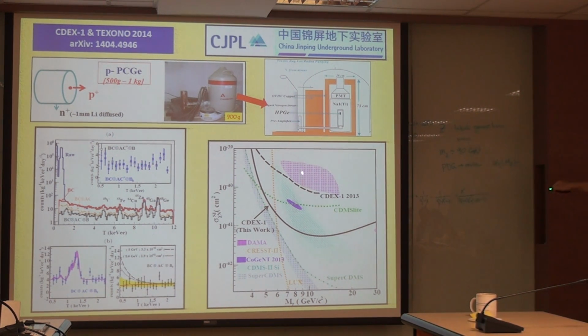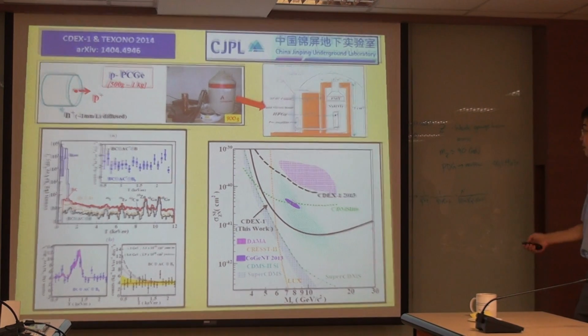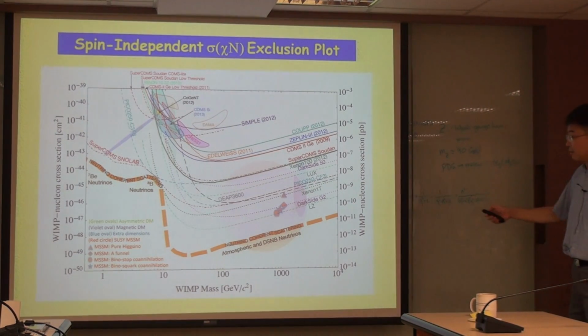So just now I mentioned that, for instance, the DAMA annual modulation results, if explained by this scenario, would have an allowed region here, and the CDMS result would have an allowed region here. So for instance, this data set would be probing this region of the parameter space.